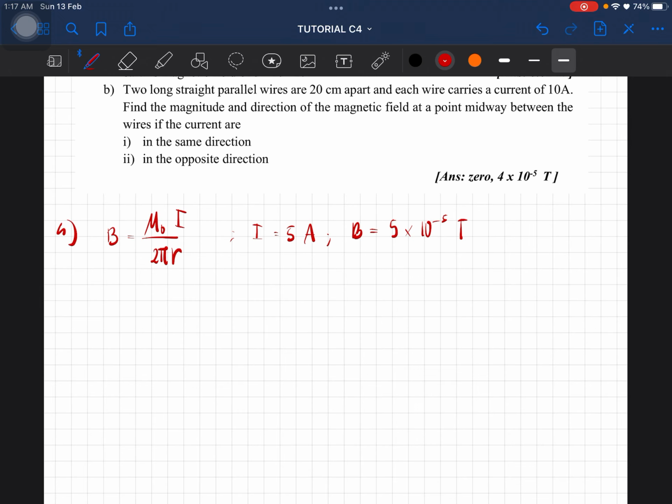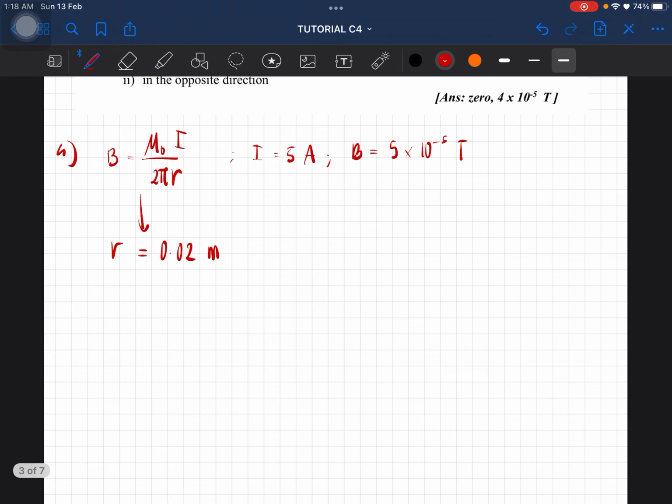Okay, so from here we are just going to substitute into the equation to find the value of r. So rearrange and calculate them. You should get the value of 0.02 meter. Okay, now question B.